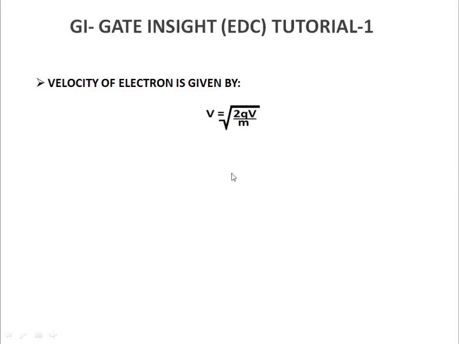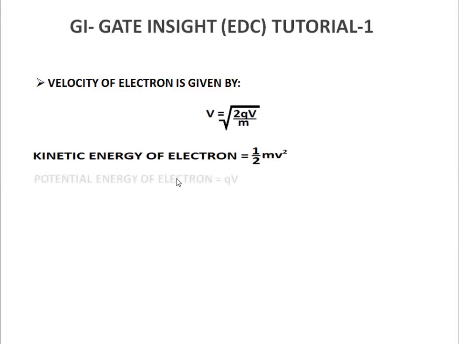So how do you find out this velocity, the relation for velocity? First you need to know the kinetic energy. Kinetic energy of an electron is equal to half mv square, where m is the mass of the electron and v is the velocity of the electron. And the potential energy of the electron is given as the charge q into potential V. If you relate both the energies, this is kinetic energy, this is potential energy.